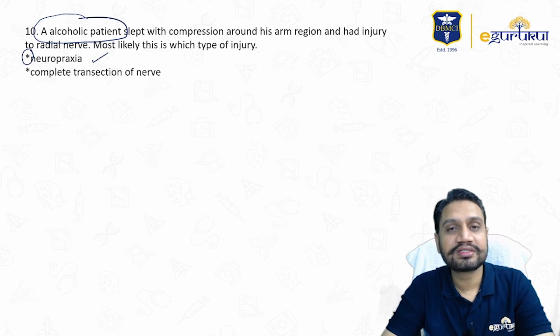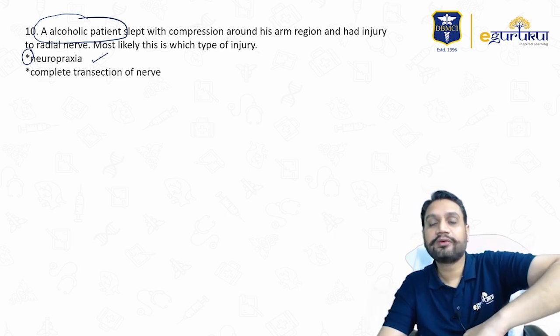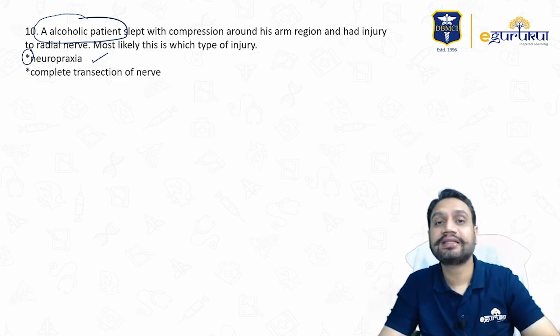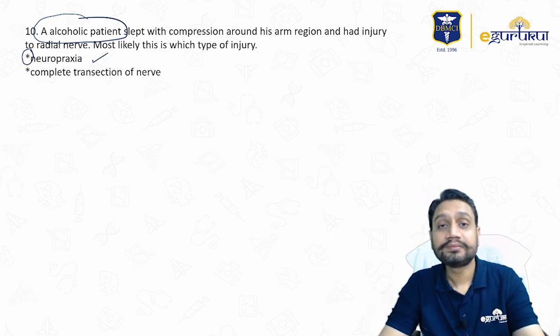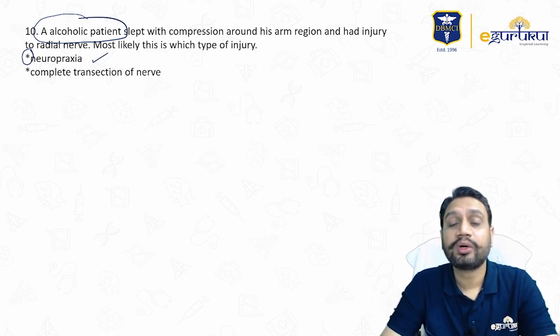And if I tell you the simple word for this particular kind of injury, what do we call it? The Saturday night palsy. Remember that? The Saturday night palsy. Alcoholic, drunk, sitting with the arm over a chair, hanging like this. Next day, the arm is not working. Okay, so compression of the nerve. What kind of injury? The neuropraxia. So this is neuropraxia, which will recover 100%.